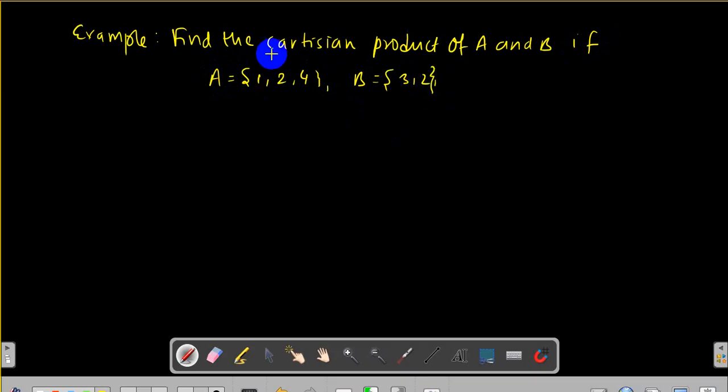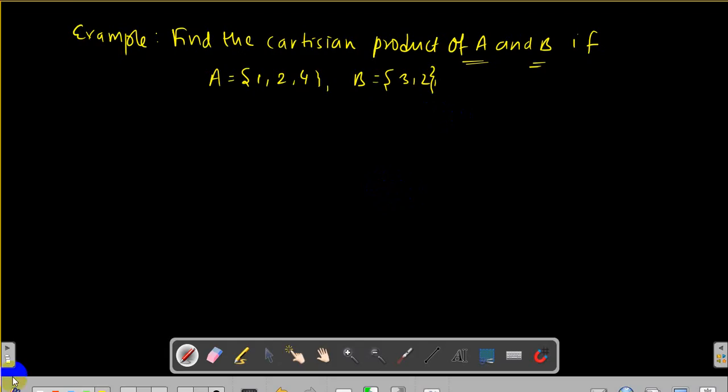Now, if we are told to find the Cartesian product of A and B, then we should find A cross B. And if we are told to find Cartesian product of B and A, then we should find B cross A. If A and B is told, then A cross B. If B and A is told, then B cross A.